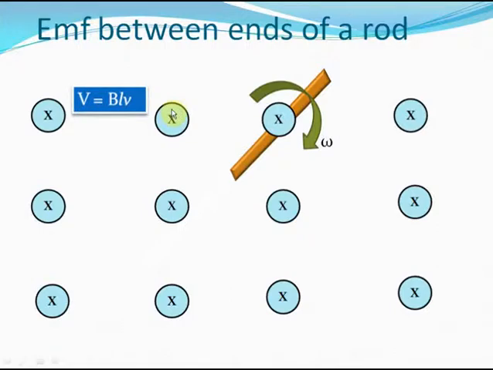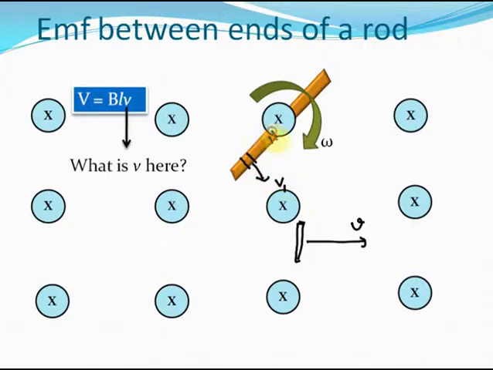We had just discussed that when a rod moves, the EMF induced is BLV. In this case also we can use the same formula. But in this case, what is velocity? You see, in the earlier case, our rod was like this, and it was moving like this towards the right with the velocity v. In this case, this part of the rod is moving with the velocity say v1. This part is moving with a different velocity v2, and this part is moving with a different velocity v3.